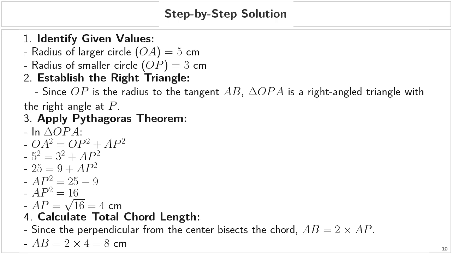The perpendicular from the center bisects the chord. This means that the segment AP is exactly half of the total chord AB. Therefore, AB equals 2 times AP. Since AP is 4 centimeters, the total length of the chord AB is 8 centimeters.